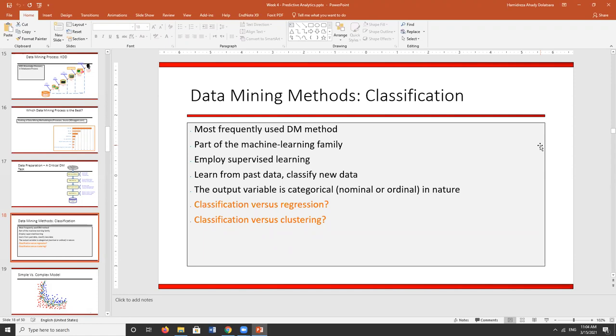That classification could be two groups or more than two groups, but our dependent variable is not in a numerical shape. And then also you need to know the differences between clustering and classification. Again, in classification, we have the label, like passengers' survival. In clustering, you don't have a label, or we don't look at the label at all.